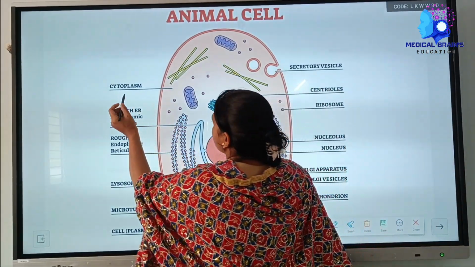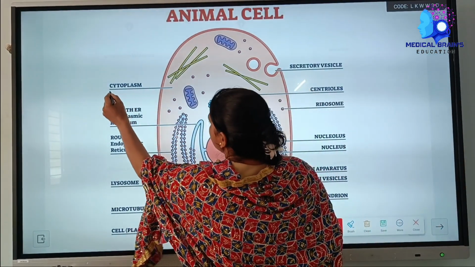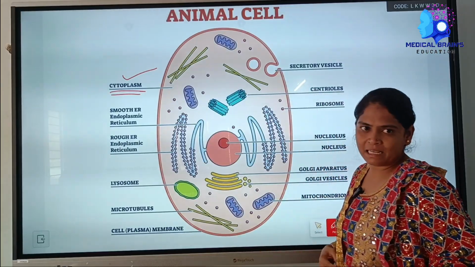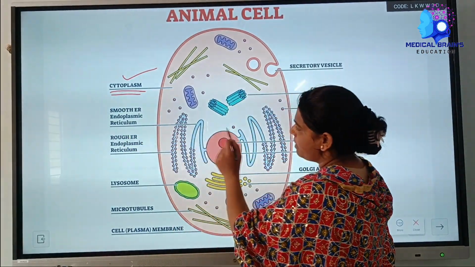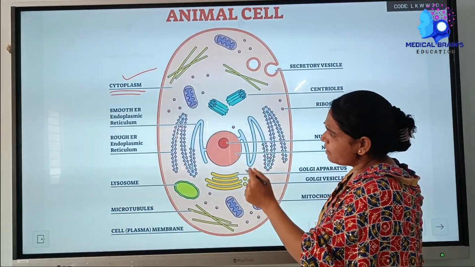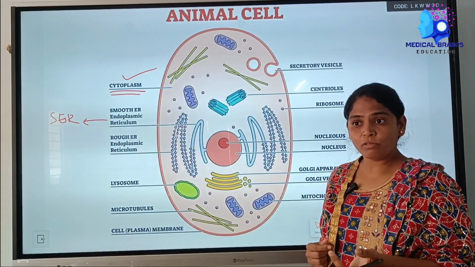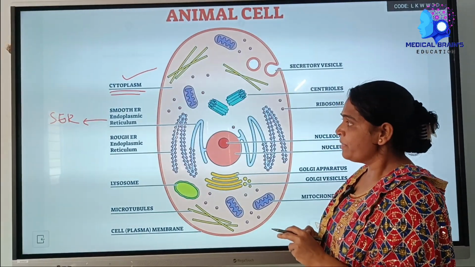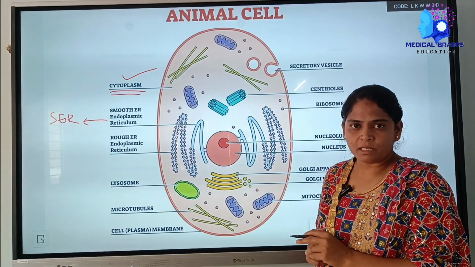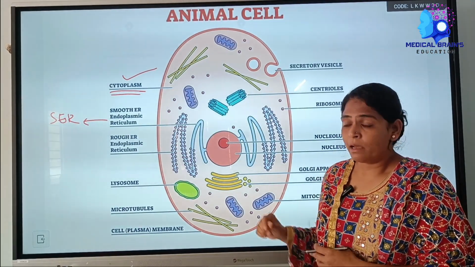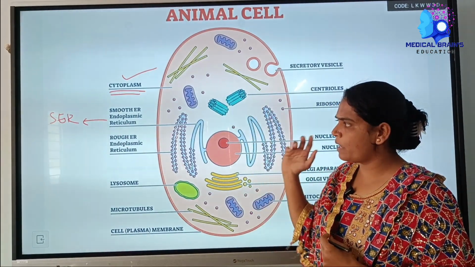This is the cytoplasm. The jelly-like structure present within the cell is called cytoplasm. After that, smooth endoplasmic reticulum, in short SER. Why is it called smooth? Because of the absence of ribosomes. Where ribosomes are absent on the surface, it is called smooth endoplasmic reticulum.